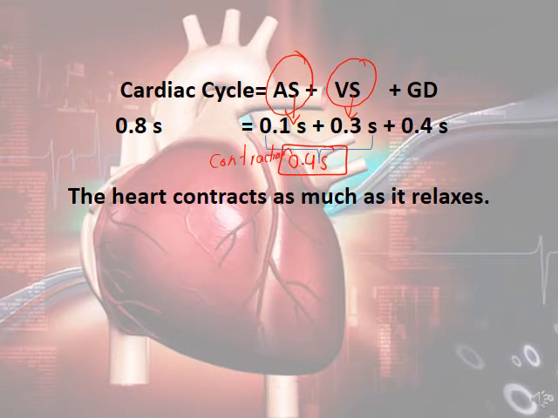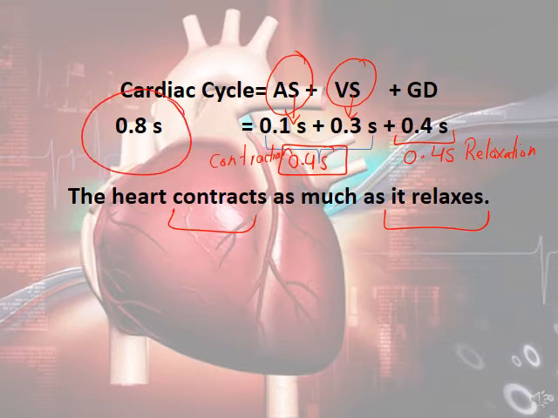While the general diastole is the relaxation. It's about 0.4 seconds of relaxation. So here we can conclude that the heart contracts as much as it relaxes, and every cardiac cycle takes about 0.8 seconds.